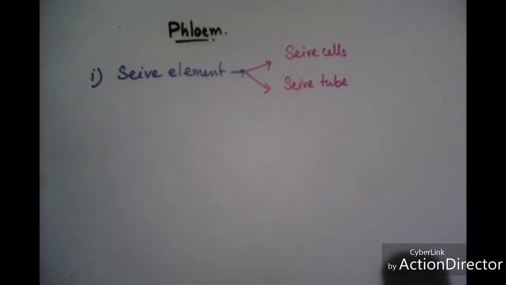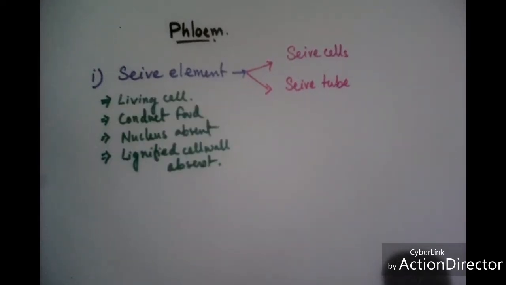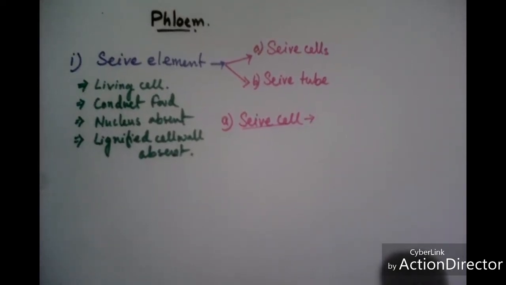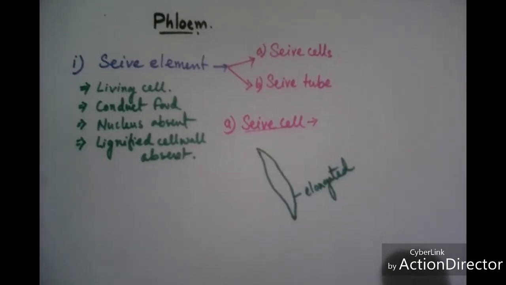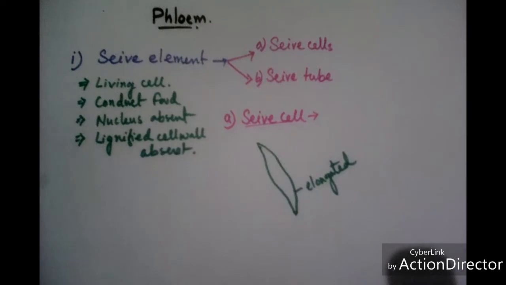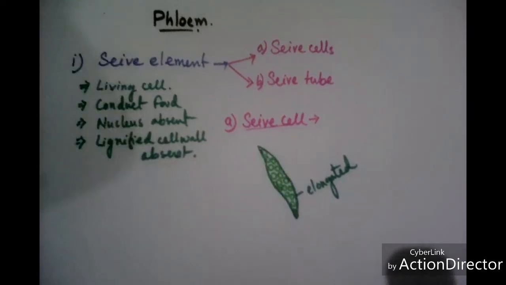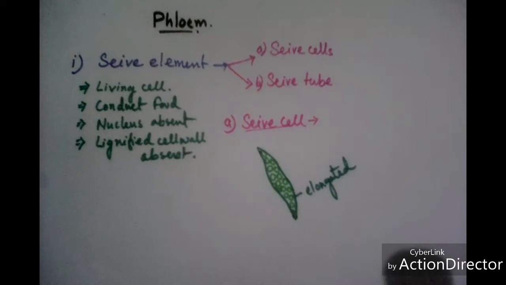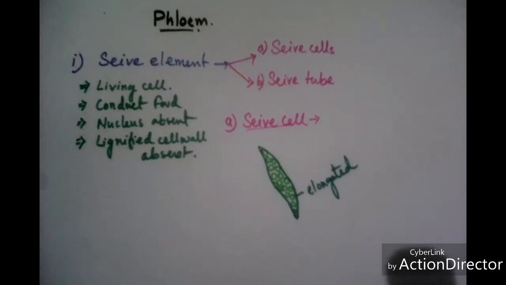Now sieve cell. In case of sieve cell, sieve plate is absent. They are elongated and both ends are pointed or maybe blunt. Many small narrow pores are present within sieve cell. So this is sieve cell. In case of sieve cell, companion cell is absent and they may be associated with albuminous cells.